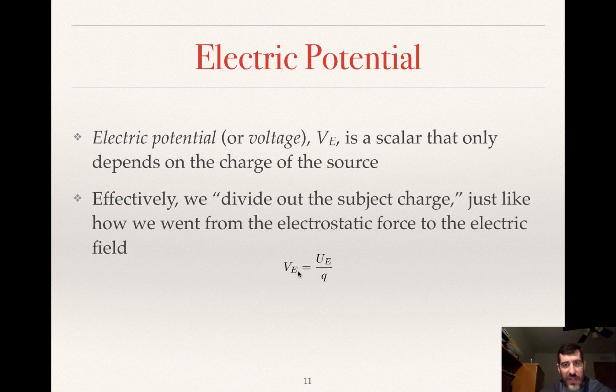So the definition of electric potential is the electric potential energy divided by charge. So units, well, energy is in joules, charge is in coulombs if we're in SI units. So the unit of electric potential is the joule per coulomb, and that's known as a volt.